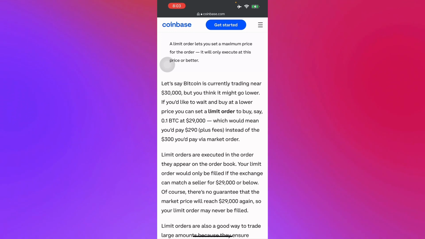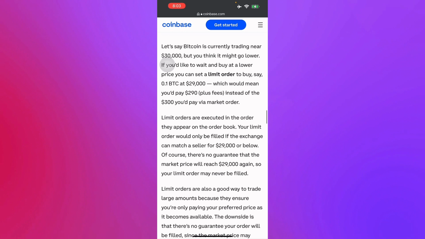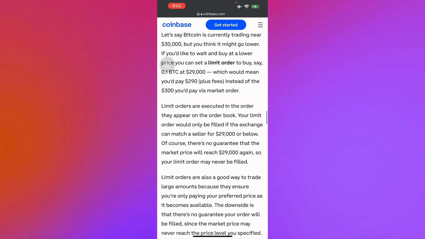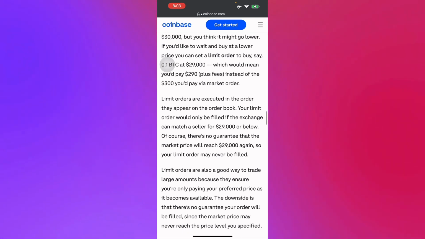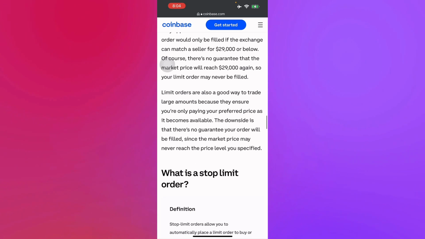Limit orders are executed in the order they appear on the book, and your limit order would only be filled if the exchange can match a seller at $29,000 or below. Of course, there's no guarantee the market price will reach $29,000 again, so your limit order may never be filled. Limit orders are also a good way to trade large amounts because they ensure you're only paying your preferred price. The only downside is there's no guarantee your order will be filled, since the market price may never reach the price level that you have specified.